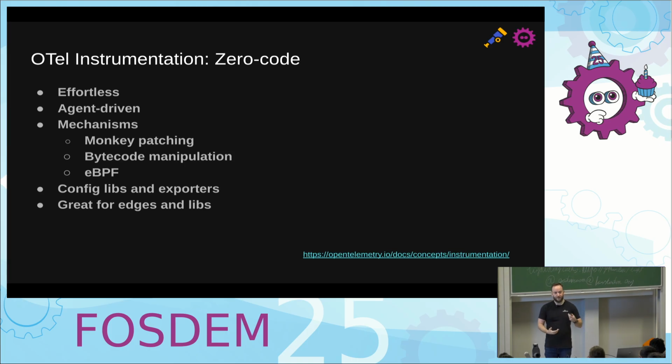You do it by configuring libraries and exporters. For example, I want to generate metrics and send them to this endpoint. This is what you will be doing when you do zero-code instrumentation. There's nothing super fancy for the user, so it's pretty convenient. And it's great for edges and libraries. What I mean by this is you have your code, you would be, for example, calling your database, and you want to understand what's going on there.